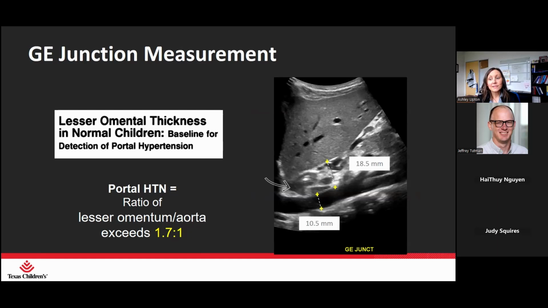The lesser omentum becomes thickened because it's edematous from dilated varices and lymphatics in the setting of portal hypertension. So this patient, their lesser omentum measured 18.5 millimeters, while their aorta measured 10.5. And so this was over 1.7 times and met criteria for portal hypertension.